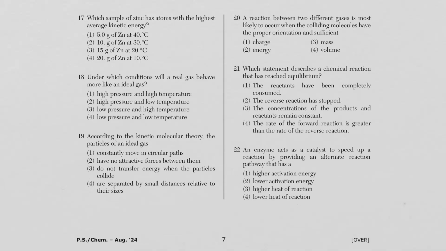For example, let's look at question 17. Which sample of zinc has atoms with the highest average kinetic energy? Average kinetic energy means highest temperature. Forget about amounts. That doesn't matter. It's the highest temperature, which is choice 1.